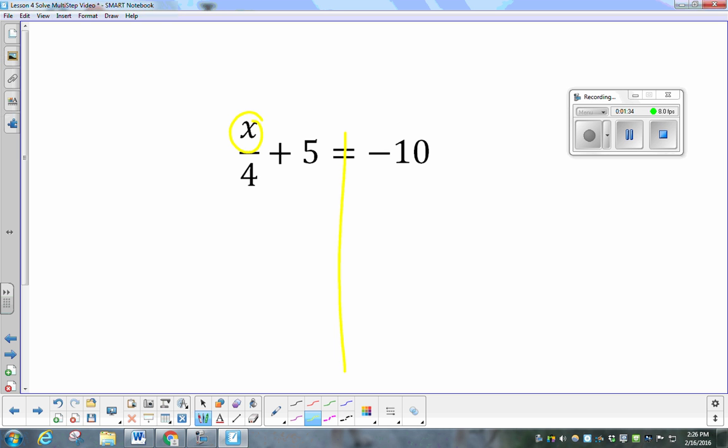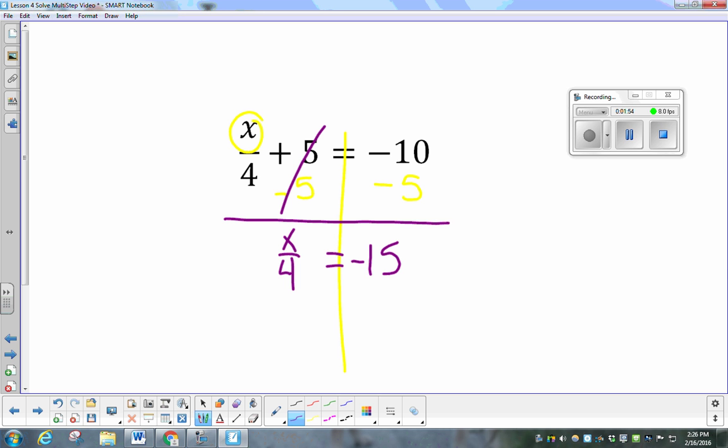All right, let's go ahead and see what we've got here. So remember, we need to undo any adding or subtracting first. I see a plus 5 here, so I need to undo that first. I'm going to subtract 5 from each side. Sorry, I'll change that to yellow here. So 5 minus 5 is 0. Those go away. We're just left with x over 4 on this side of the equal sign. And negative 10 minus 5 is negative 15.